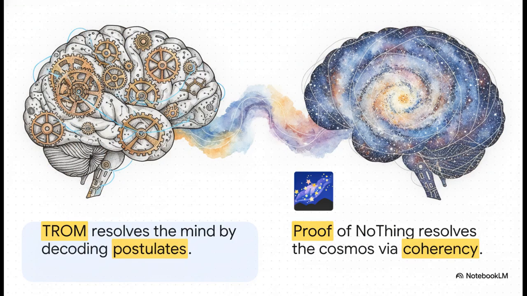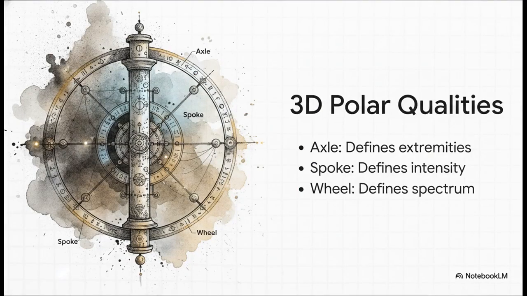On one side, Traum maps the mind and gives us a way to decode those frozen postulates. On the other side, the proof of no thing documents map the cosmos, showing us that the universe itself is basically an iteration of these exact same values seeking optimal coherency. So decoding your inner psychological traps and decoding the unified field of the physical universe, they are, fundamentally, the exact same process. So how does a hidden thought actually become physical reality?